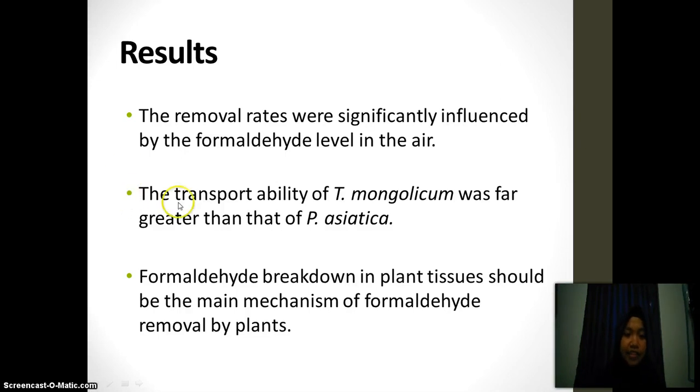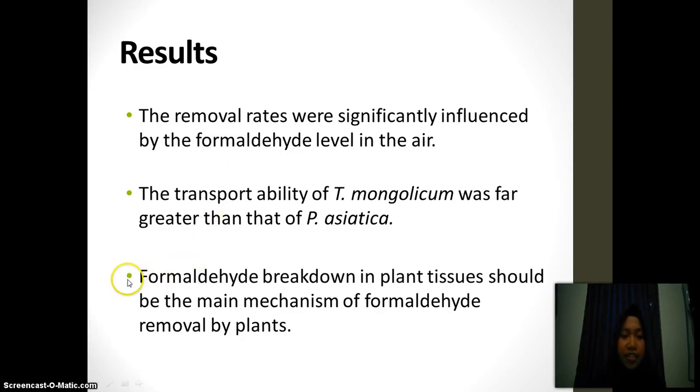Next, the transport ability of T. mongolicum was far greater than that of P. asiatica. So by using T. mongolicum, we find it more efficient, because T. mongolicum transports formaldehyde from the air to the rhizosphere faster and in greater amounts.